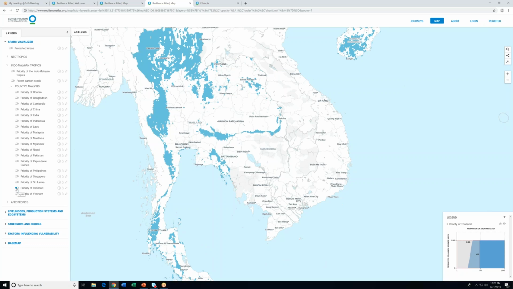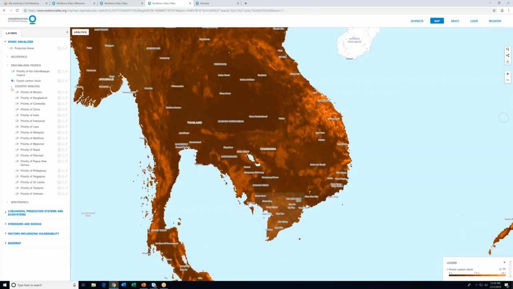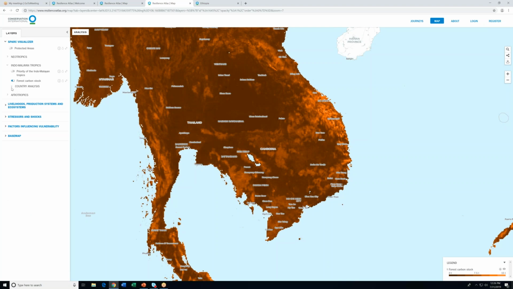Why don't we turn on the carbon layer so we can see how that looks. In the SPARC Visualizer, today's demo focuses on just these co-benefits with carbon, but the capacity is there to juxtapose these priorities with any other base layers people are interested in analyzing. It's a relatively simple process for us to generate those efficiency curves based on the SPARC priorities.